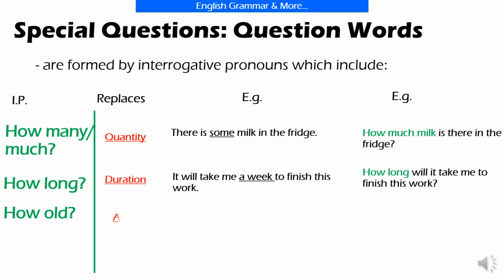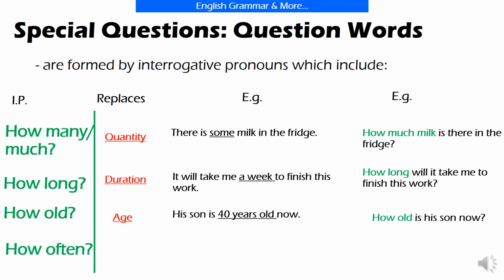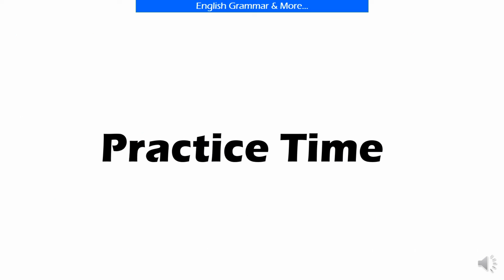We use how old when we ask about age. For example, his son is 40 years old now. How old is his son now? We use how often when we ask about frequency. For example, he cooks twice a week. How often does he cook? Practice time.